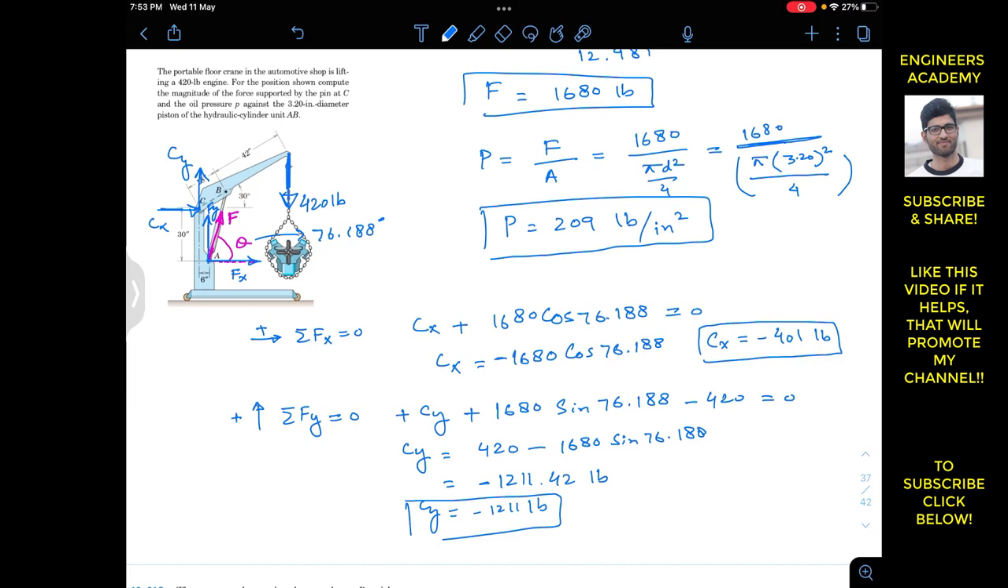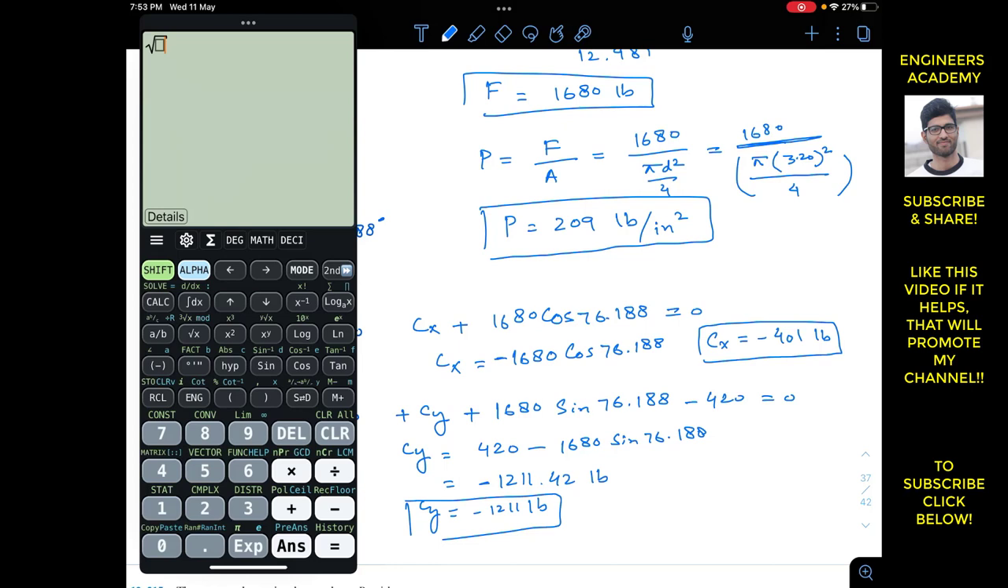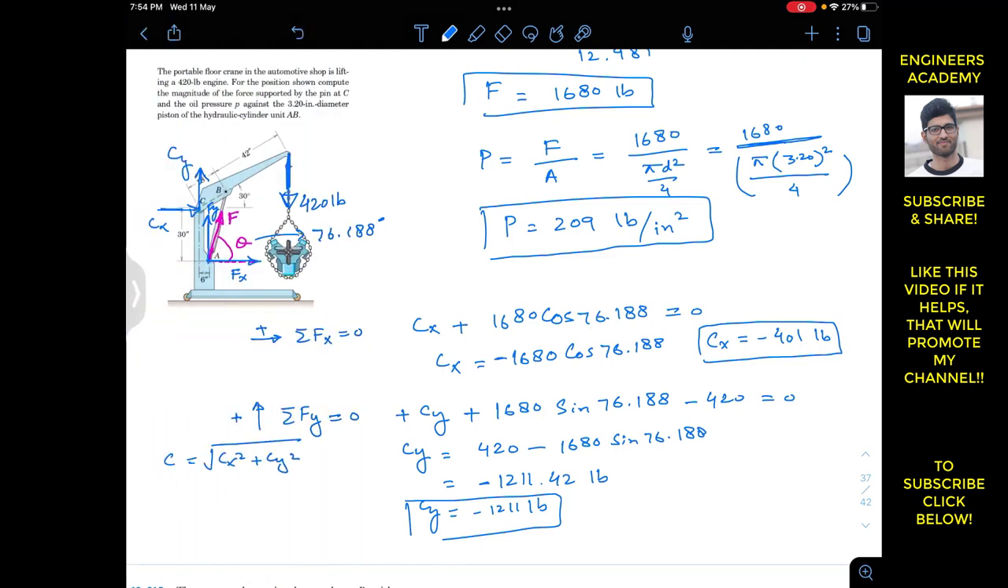Now since the problem statement said to find the resultant reaction at point C, the resultant reaction at point C will be equal to the square root of Cx square plus Cy square. Cx magnitude is 401 square, Cy magnitude is 1211 square, so this gives us 1275.66, approximately 1276 pounds.